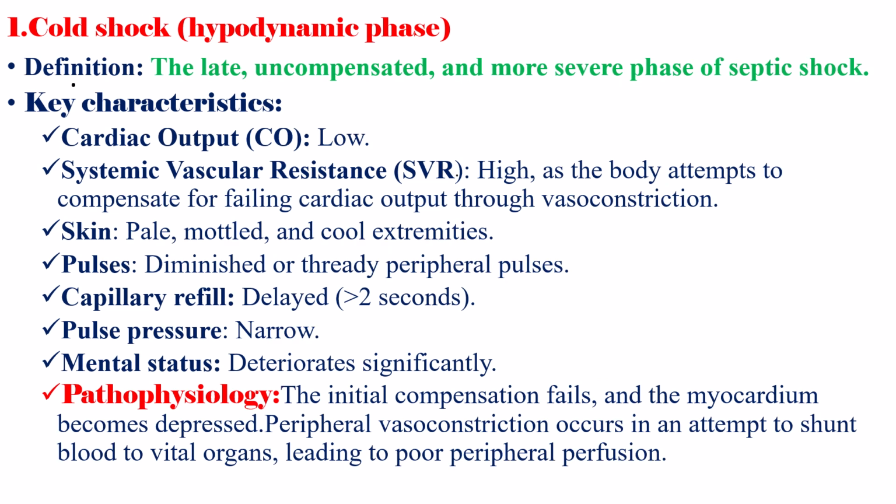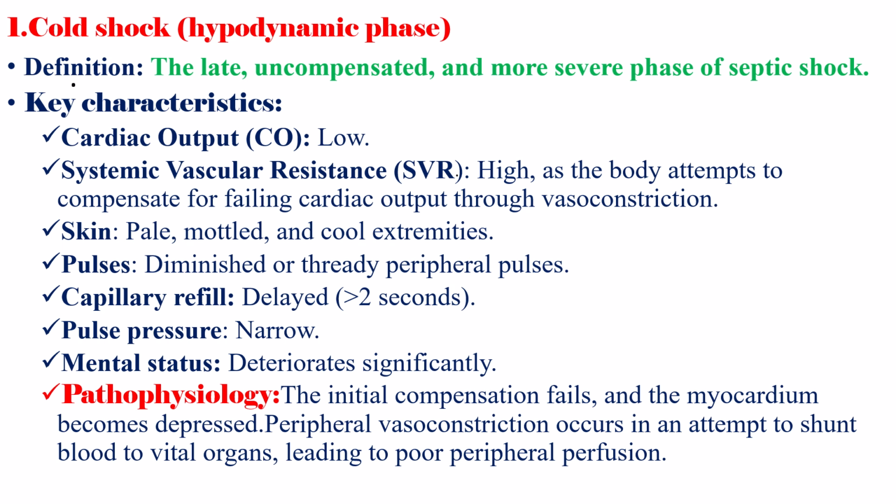When we come to cold shock, it is the hypodynamic phase. It is a late uncompensated and more severe phase of septic shock. In this case, cardiac output is low, and systemic vascular resistance is high, as the body attempts to compensate for failing cardiac output through vasoconstriction. Skin is pale, mottled, and cool in the extremities. Pulse is diminished or thready peripheral pulse. Capillary fill is delayed, pulse pressure is narrow, and mental status shows deterioration.